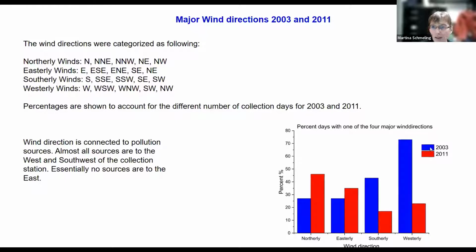So there are, and you can see that the percentage of the major wind directions was quite different for the different years. And that obviously was already visible on the previous slides. So in 2011, we had predominantly northerly and easterly winds, much less southerly and westerly, whereas in 2003, it was mostly southerly and westerly, but much less northerly and easterly. It's just how the year is.